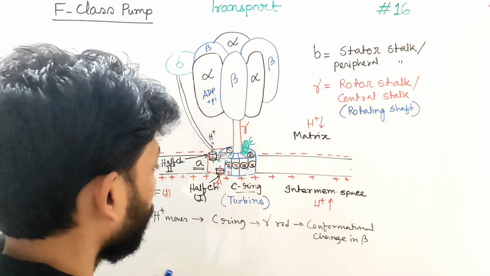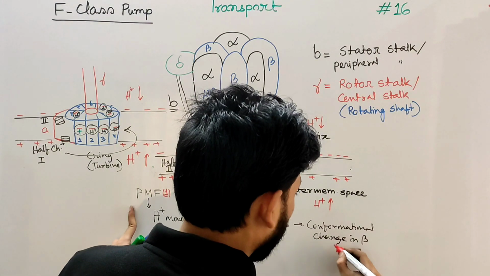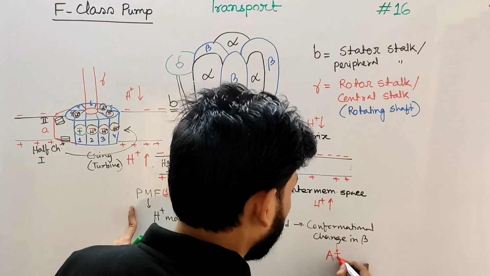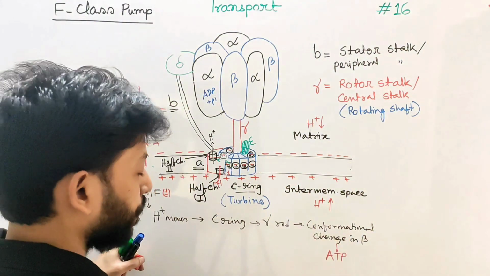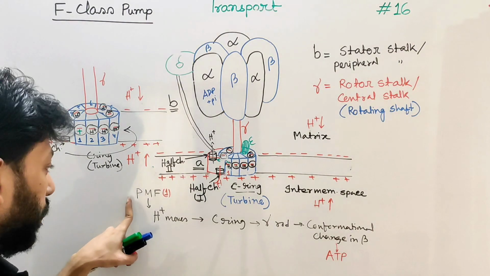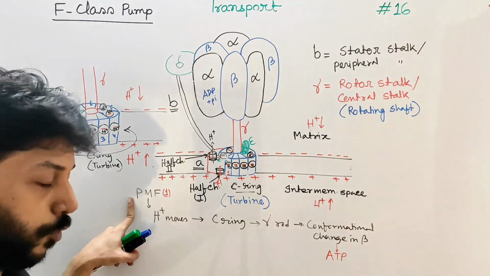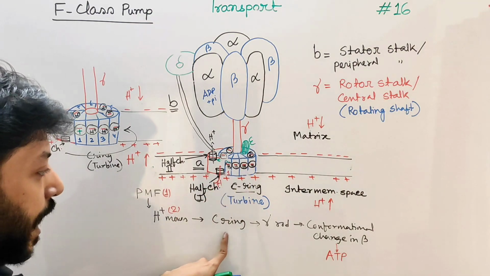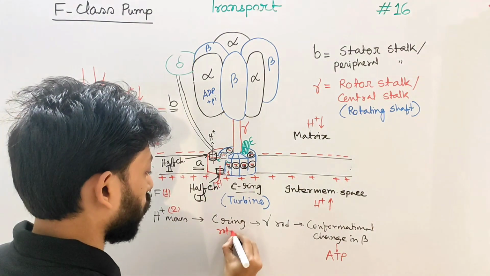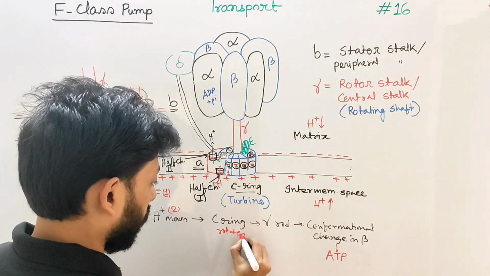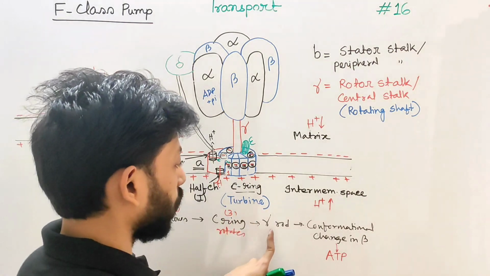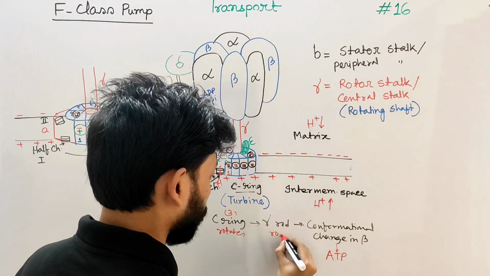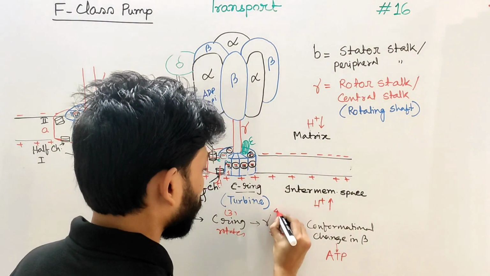How is ATP generated? The ATP is generated by the conformational change of beta protein, but the start point is here, the PMF, proton motive force. Second, protons move through this c-ring, and the c-ring rotates. So this rotation is the third step. Then the gamma rod rotates. This is the fourth step.